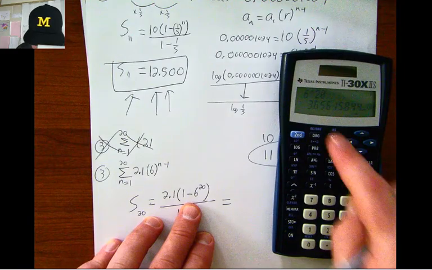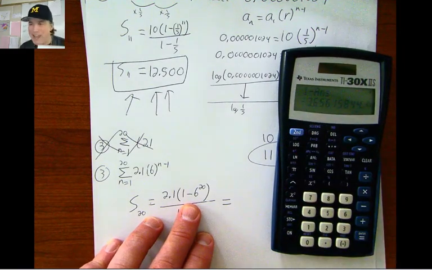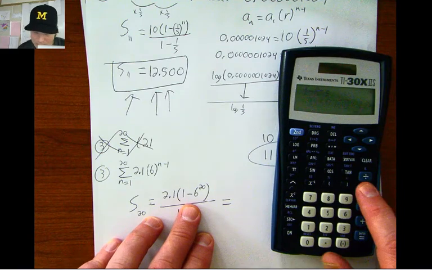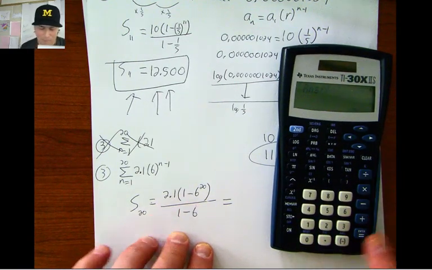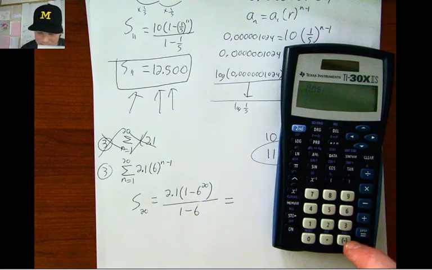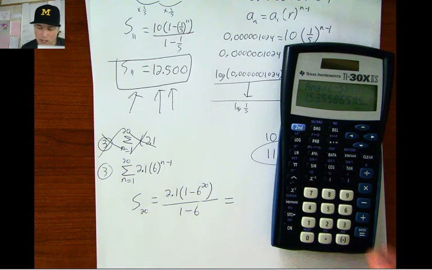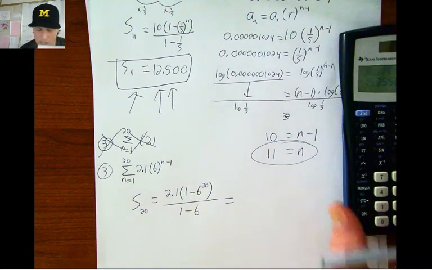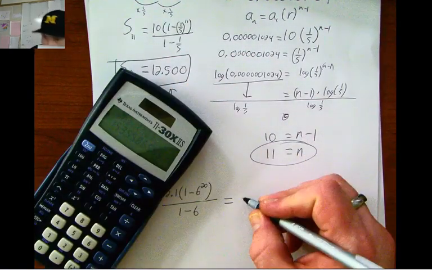All right, then 1 minus that giant number. It'll give you a negative giant number. Times 2.1. Still negative. Divided by 1 minus 6, which is negative 5. So that's how that negative number is going to become positive. And, okay, you got to be careful here. I got this giant number.